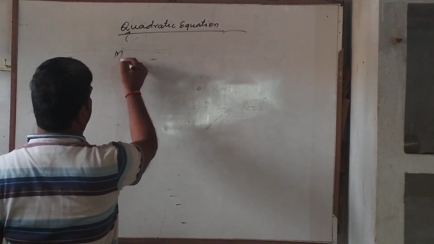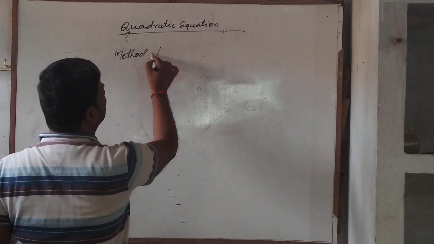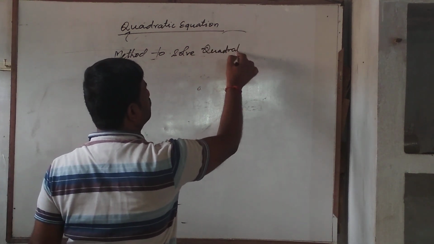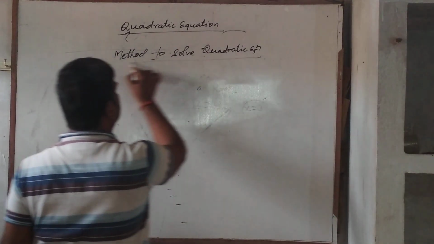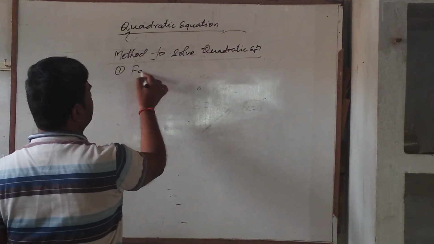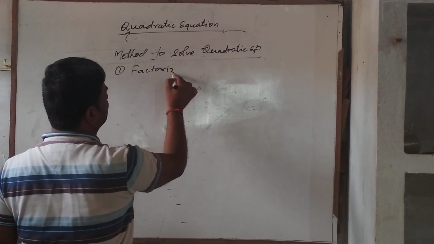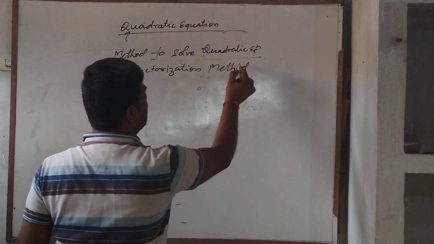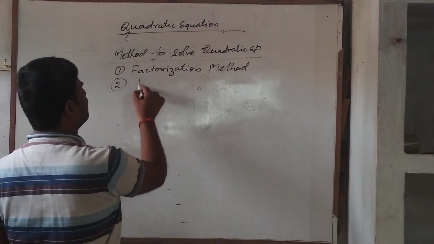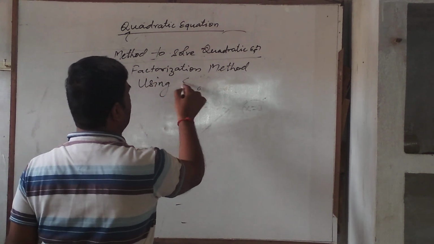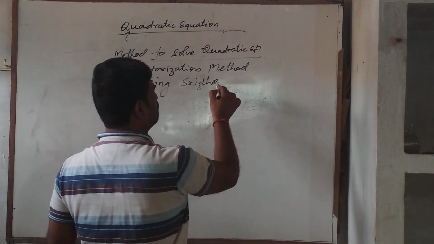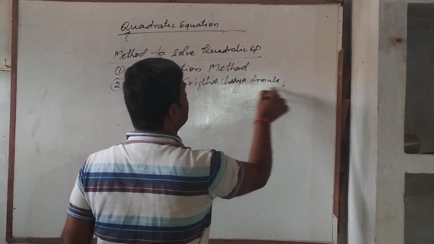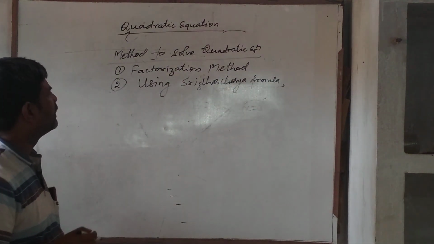Methods to solve a quadratic equation. The first method we have to study is the factorization method, and the second method is using the Sridharacharya formula. One by one we shall discuss both the methods.